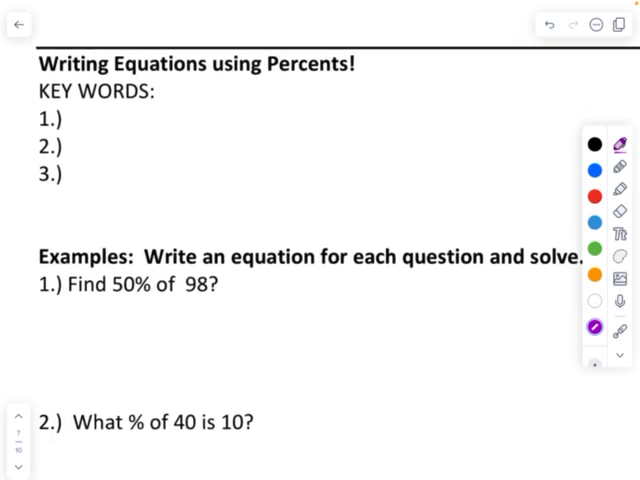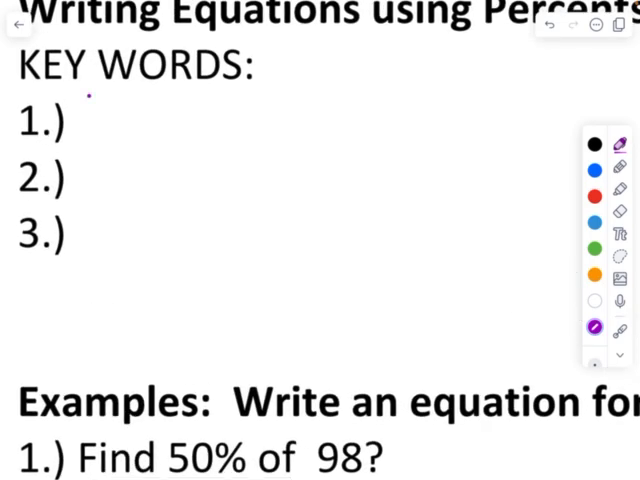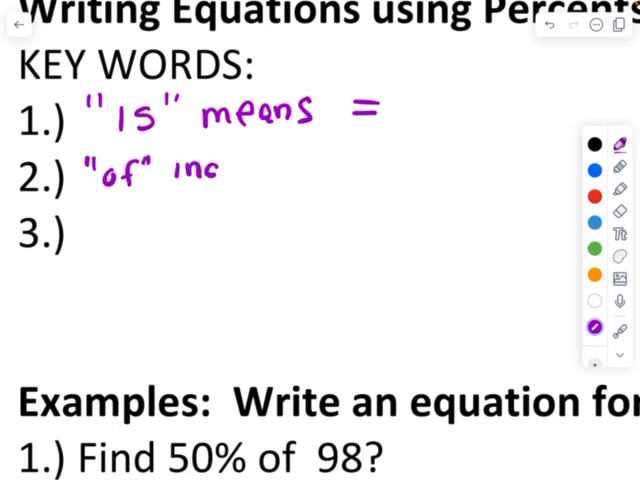Now let's work with the percent equation, all right? So we're going to write equations using percents, and there are some key words. The first key word is "is," which means equal, okay? So when we hear "is," that is an equal symbol. "Of" indicates multiplication.